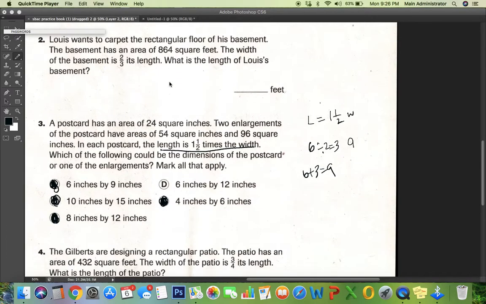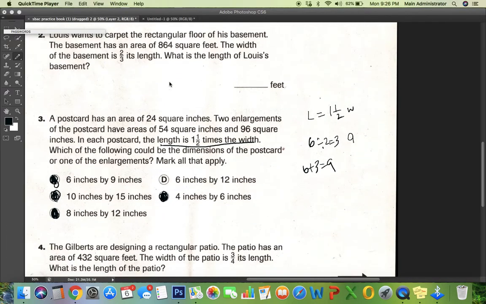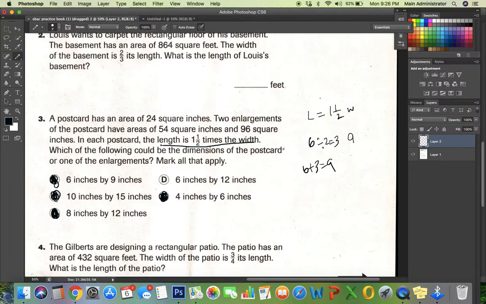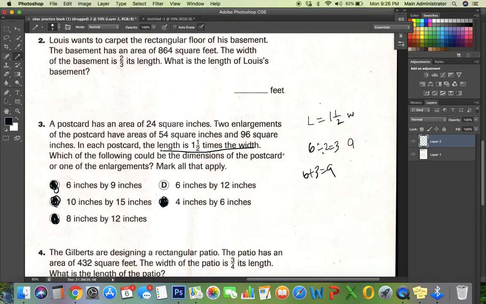But I'm going to do number 2 and number 4. I'm going to do these, probably all the work on another piece of paper, because it's going to take quite a bit of work to figure this out.